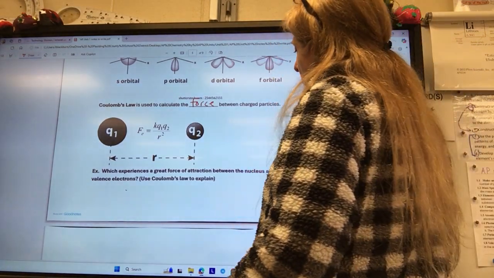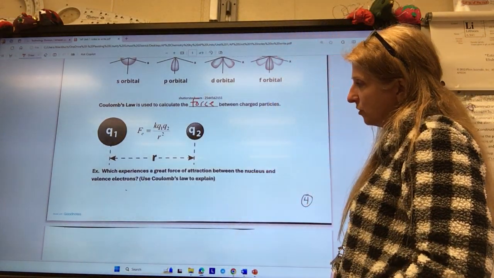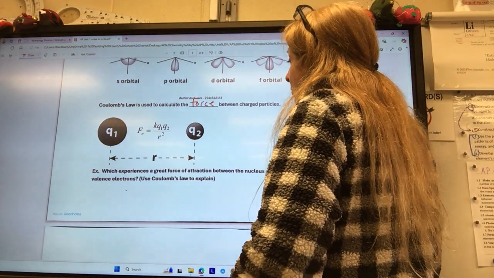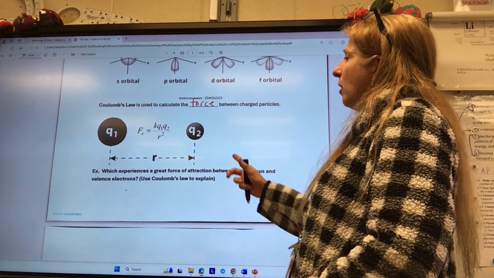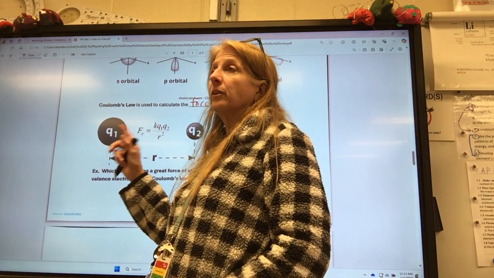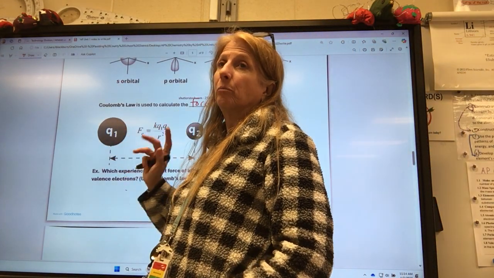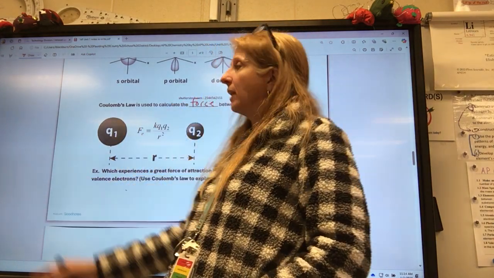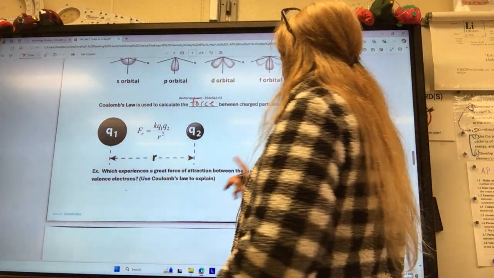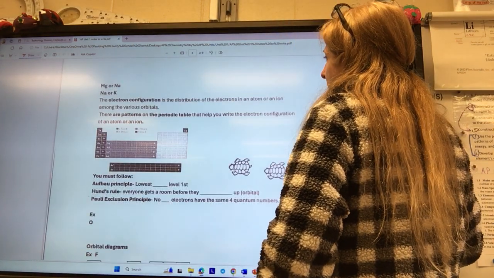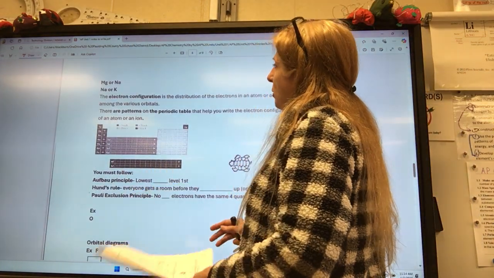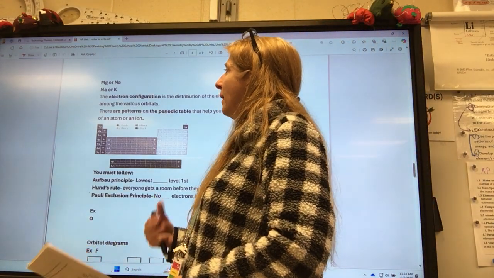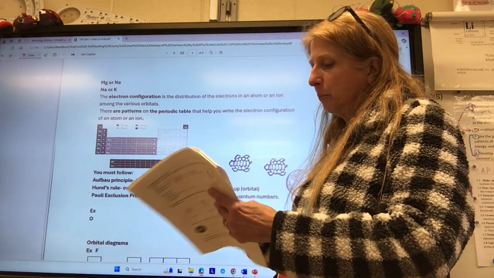Okay, so here is a question. Which experiences a greater force of attraction between the nucleus and the valence electrons? We're also going to talk about Coulomb's law when we talk about different atoms, force of attraction between them. But right now we're talking about the nucleus and the electrons. So use Coulomb's law to explain. So look at the next one. Which one is going to have a greater force of attraction between the nucleus and the electrons? Magnesium or sodium, and why?